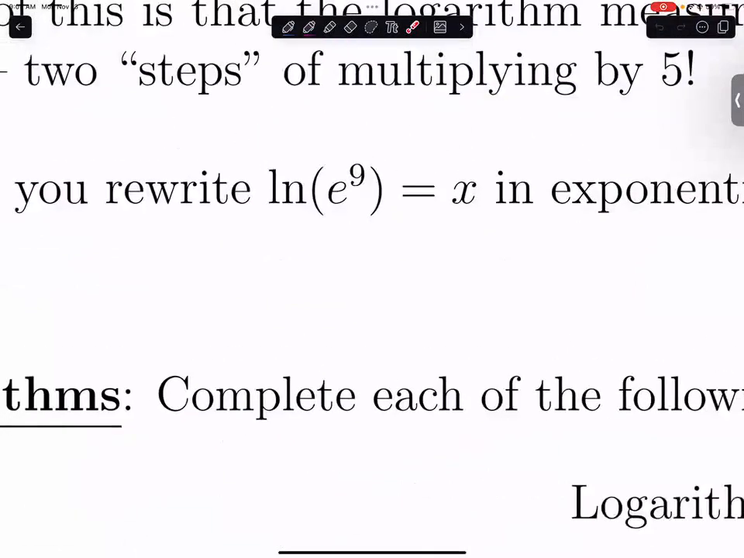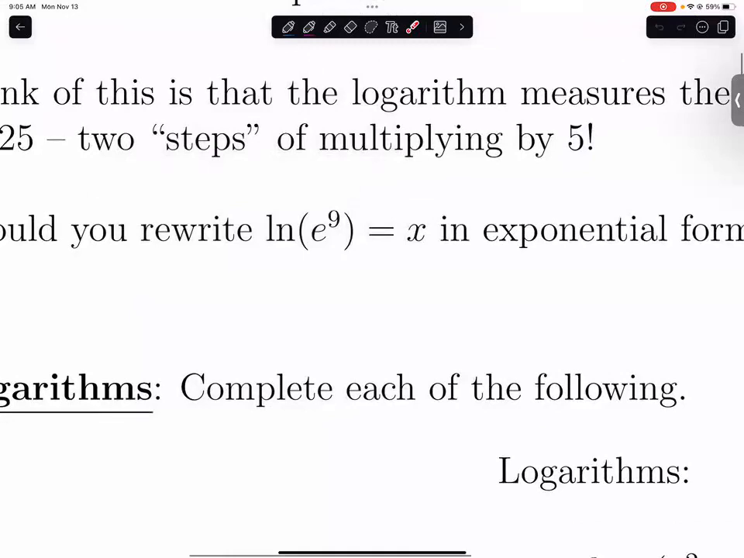So what's the natural log of e to the 9th? That means the same thing as the log base e of e to the 9th. So what this is asking is how many e's are in e to the 9th? How many e's is 9 copies of e? 9, right? The bases match, they're inverses, they cancel, they undo each other, however you want to say that.